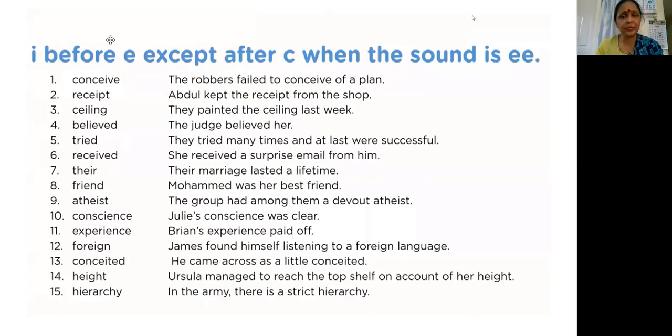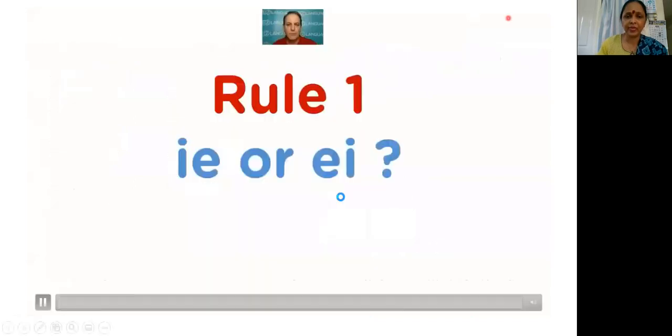But in that exception, when the pronunciation is E, it is I before E. Otherwise, if it is the A or I sound, then it is EI. I hope you have got it. Please check your answers with the spellings given here. Okay, we go to the next slide.